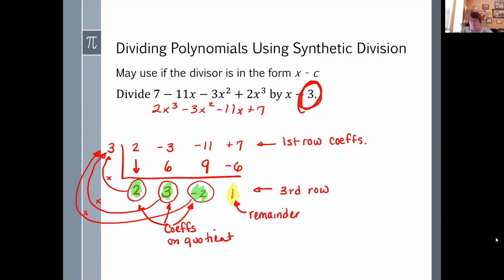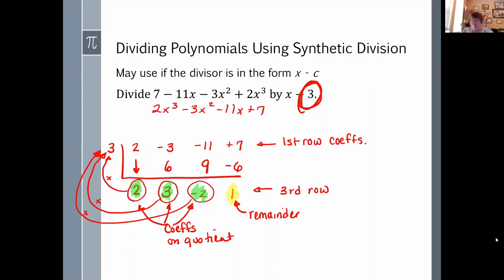Okay, so I took a third degree polynomial function and divided it by a first degree polynomial function. So the result I'm going to get is a second degree quotient. I took a third degree dividend, divided it by a first degree divisor. I get a second degree quotient.